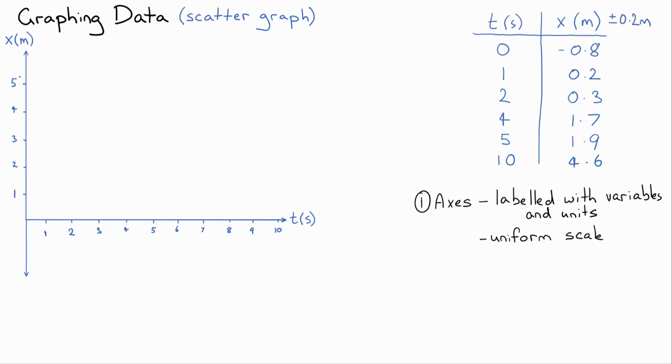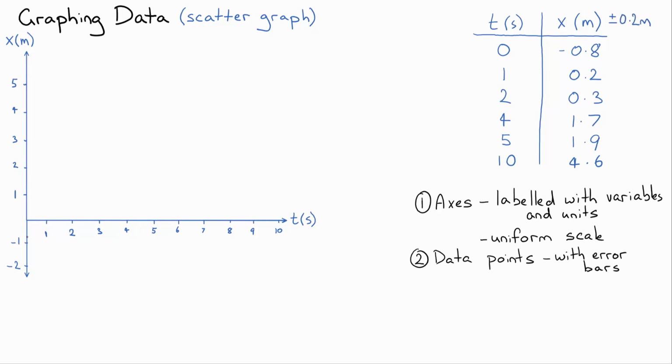up on the position axis. Now also we need to put in some negative values for the position axis, and this is okay because position actually does go negative. You can think of it as a vector. It can either be on one side of the origin or the other. So now it's time to plot all of these data points onto the graph. And we also need to show on the graph how uncertain we are about any individual point, and so we need error bars.